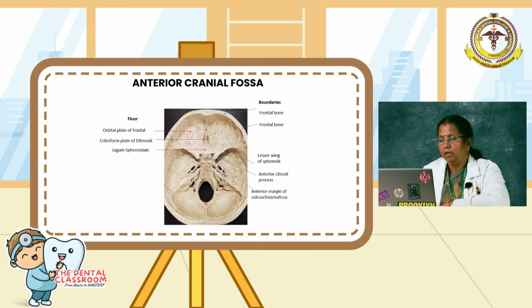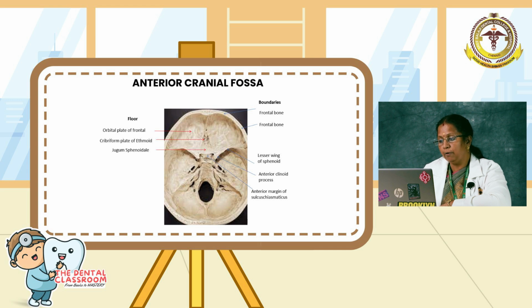Anterior cranial fossa. If you go for anterior cranial fossa, what are the bones forming its boundary? Here, the boundary, anteriorly as well as laterally, is formed by the frontal bone. The posterior boundary is formed by the free margin of the lesser wing of sphenoid. This lesser wing of sphenoid extends backward as a process or a projection called the anterior clinoid process. This anterior clinoid process will divide into two roots, anterior and posterior root, which attach to the body of sphenoid, enclosing a small foramen. That is the optic canal.